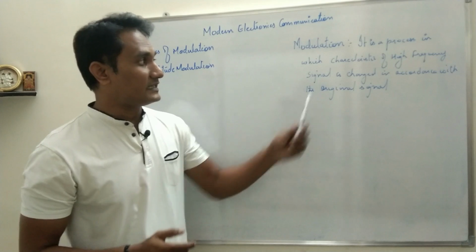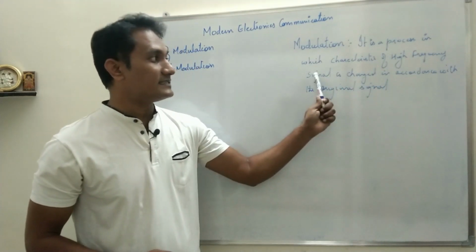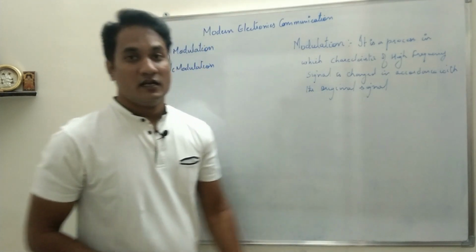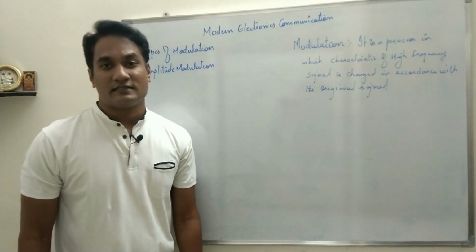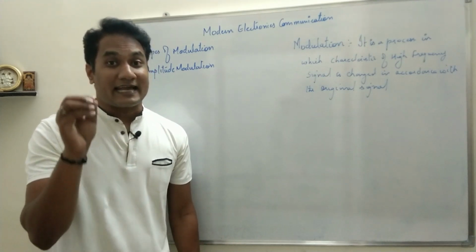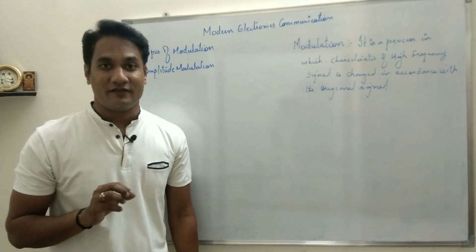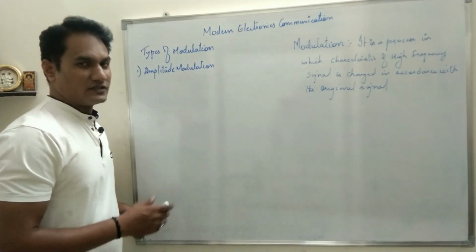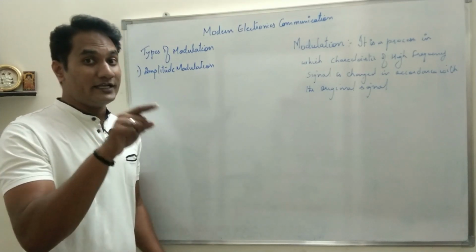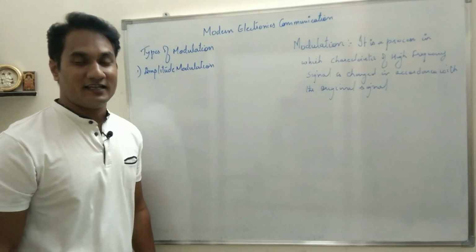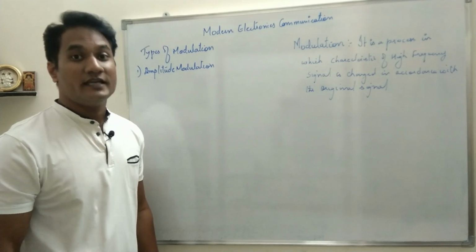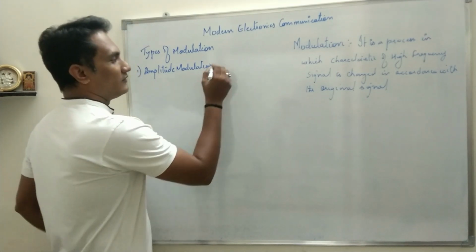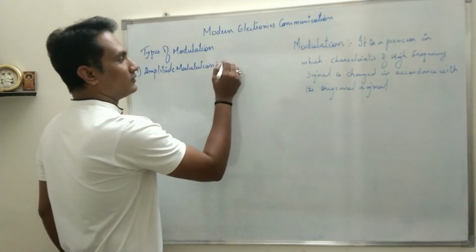It is a process in which a characteristic of a high frequency signal is changed in accordance with the original signal. So the high frequency signal will be a carrier wave, and the original signal will be an audio frequency. Now, what characteristic of the high frequency carrier wave is changed specifies the name of that particular modulation. So from the name itself we can understand that we are going to change the amplitude of the high frequency signal in accordance with the original signal. Okay, so I will write the definition of amplitude modulation.